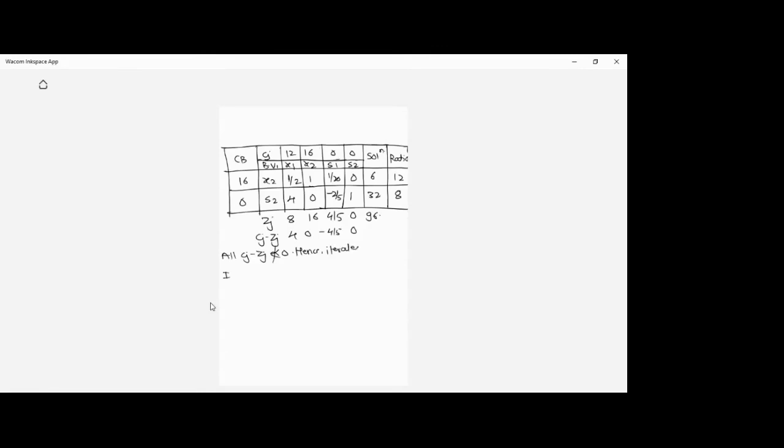So iteration 2 we will be doing in a short time. It is the key column, it is the key row, and the key element that we have is 4, right? So again moving ahead, for CB we have 1, 2, 3, 4, 5, right? So this is for basic variables.